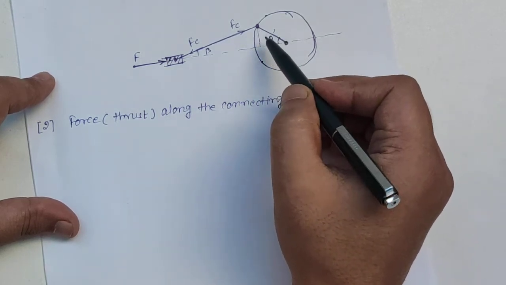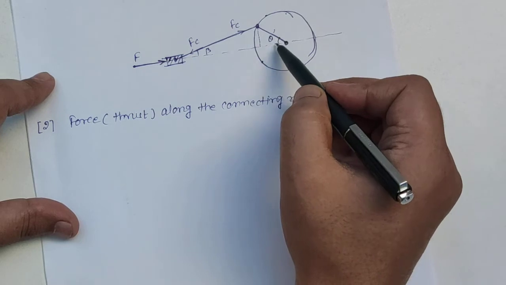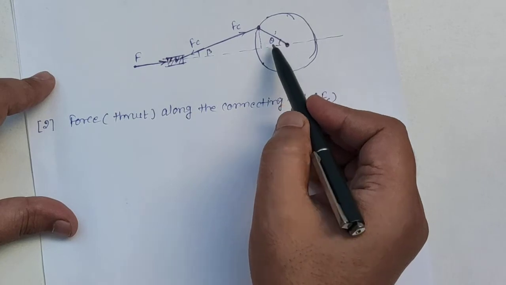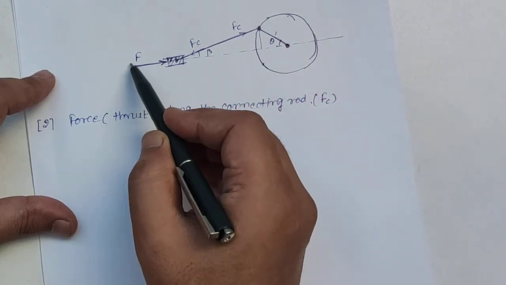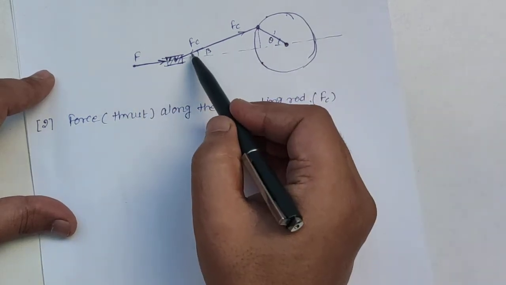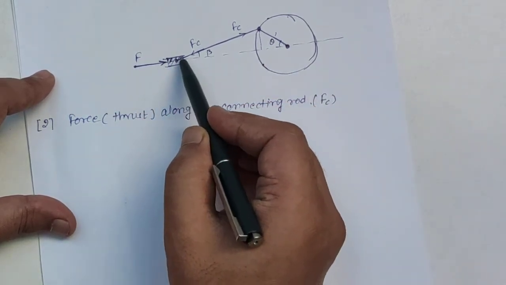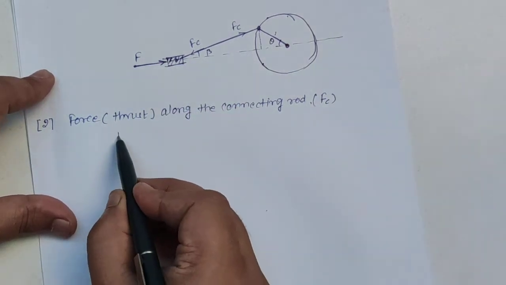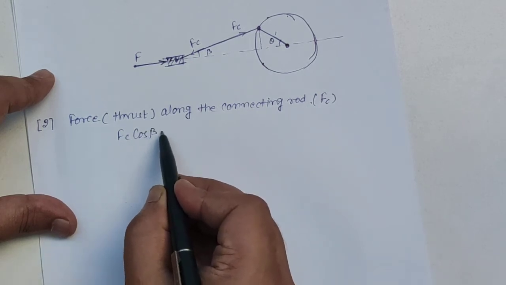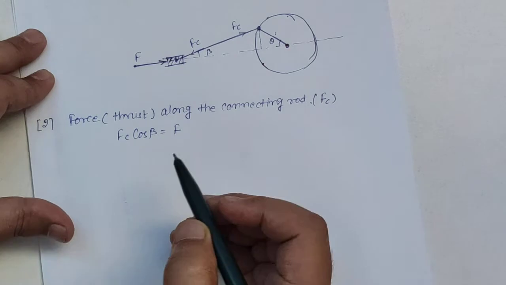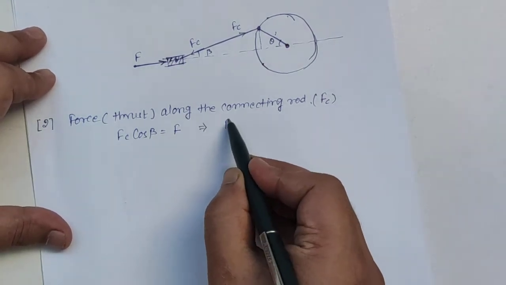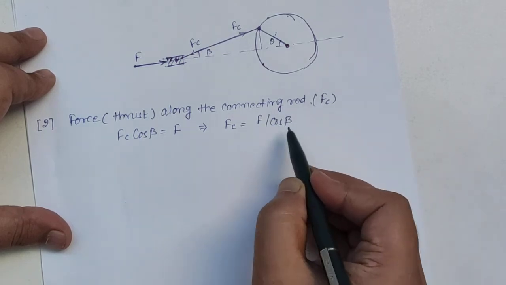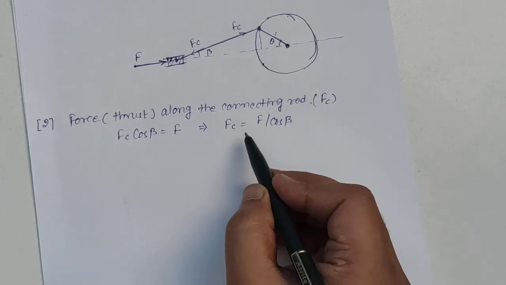R is the crank length, and this angle theta is given. Now all the forces we have to calculate in terms of R, theta, beta, and this F, which is the crank effort. So FC we can calculate in the horizontal direction. If we draw the free body diagram, then FC cos beta will be equal to F. From here we can calculate FC, which is equal to F divided by cos beta. F is given, beta is given, so we can calculate the force along the connecting rod.